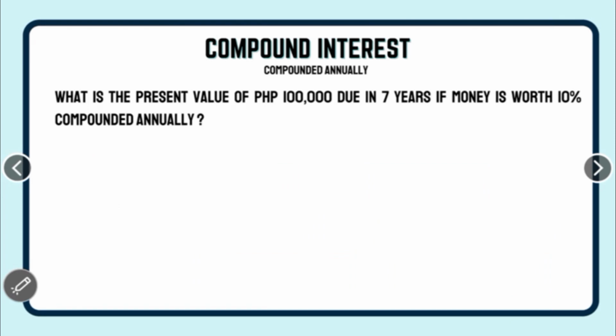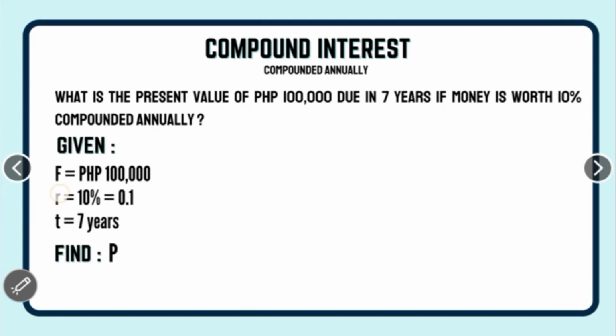Okay, another example for you guys to really understand. So what is the present value of 100,000 pesos that is due in 7 years if money is worth 10% compounded annually? We're going to identify the given. So future value is 100,000. The rate is 10%, so it is 0.1 in decimal, and the time is 7 years. So we're going to identify the present value.